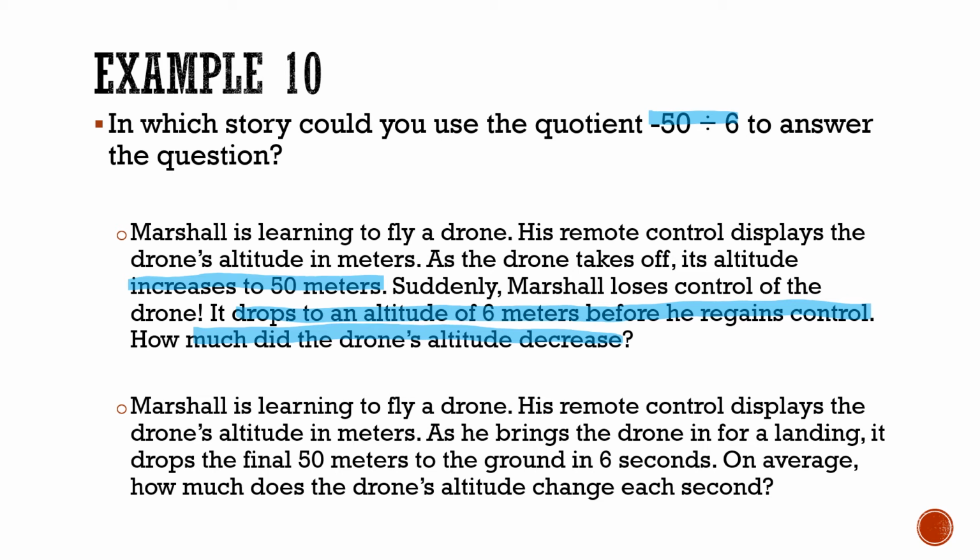In the second scenario, it says Marshall's learning to fly a drone. His remote control displays the drone's altitude in meters. As he brings the drone in for a landing, it drops the final 50 meters to the ground in 6 seconds. So on average, how much does the drone's altitude change each second? Okay, so again, we're looking for negative 50 divided by 6.